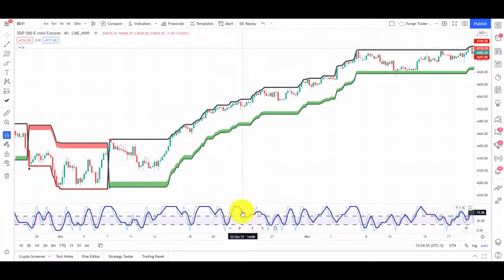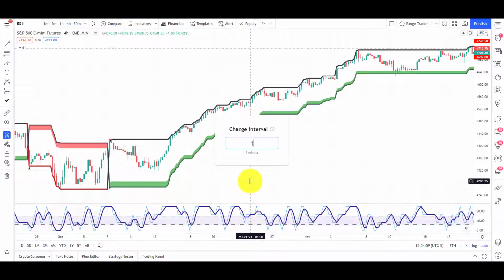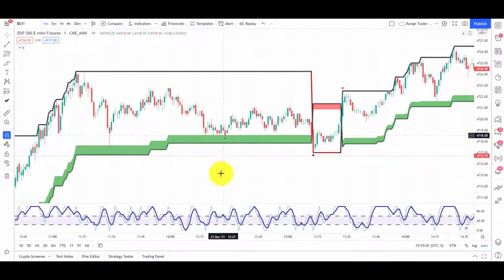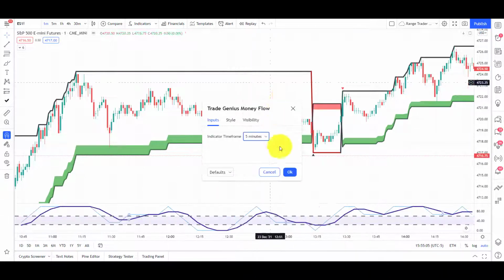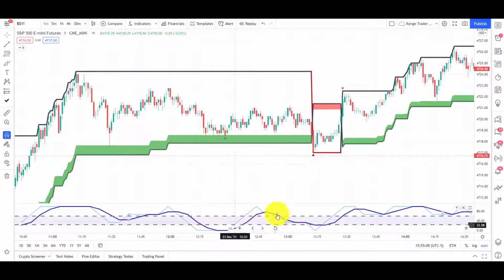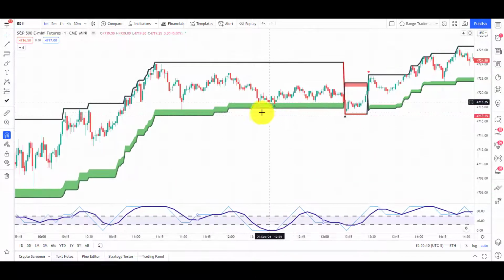And one other thing on the money flow that you can do is you can also set the money flow to a different time frame. So let's say you are trading on, say, a 1-minute chart. Okay, you can set this to a 5-minute time frame. All right, and it kind of smooths it out. But you can see, like here, a nice correlation. You have a 5-minute buy zone, and you have also a 1-minute buy here.